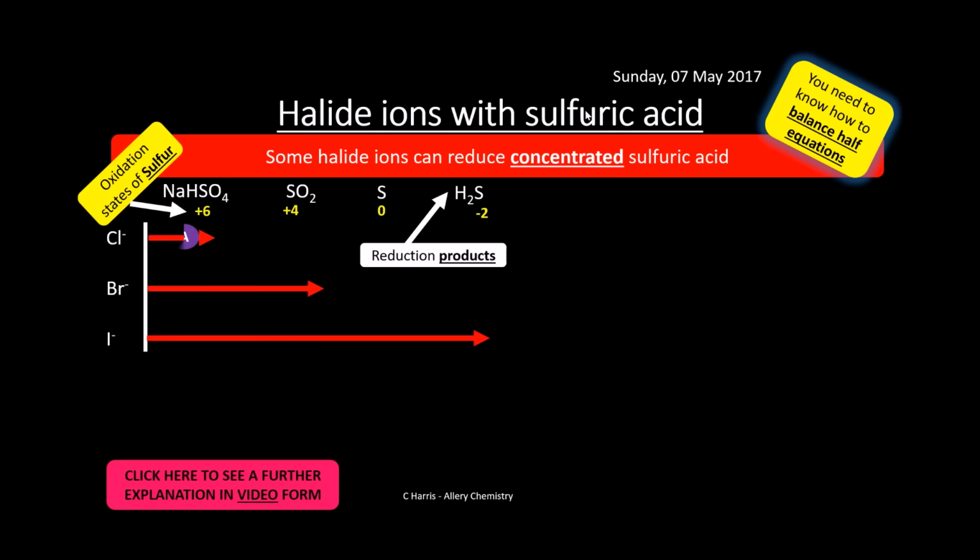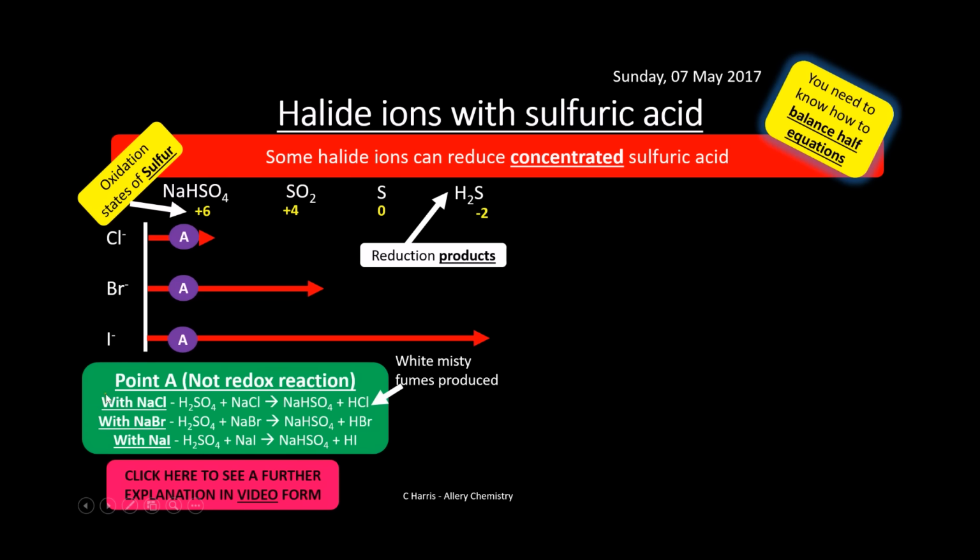Okay, here's our underground train line thing. Right, so we're going to look at A. Now the good thing is that chlorides, bromides, and iodides all produce this compound here, sodium hydrogen sulfate. And we need to know the reactions of these as well. So this is point A. Now point A, this is not a redox reaction. This is just a standard chemical reaction between a salt and an acid.